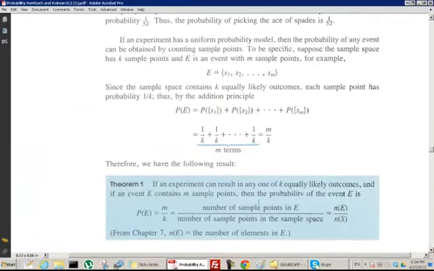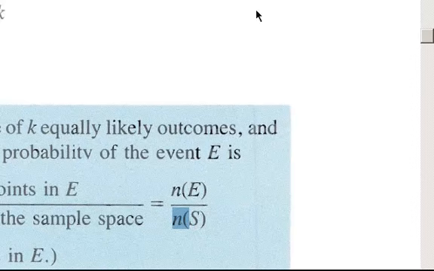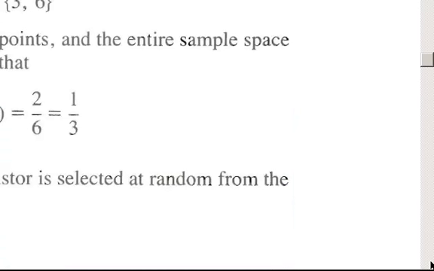If an experiment can result in any one of k, and in this case we're talking about equally likely outcomes, so the uniform probability model, and if an event E contains m sample points, then the probability of E is m over k. It's the number of sample points in E divided by the number of sample points in the sample space. In other words, it's n of E over n of S. Now this is for a uniform probability model situation.